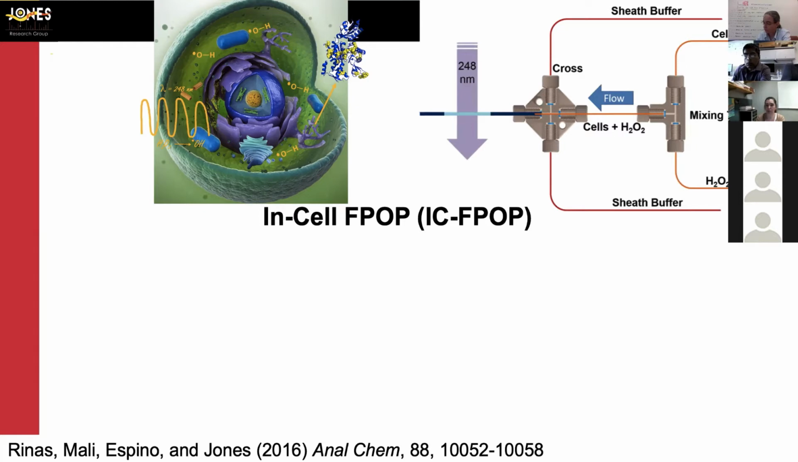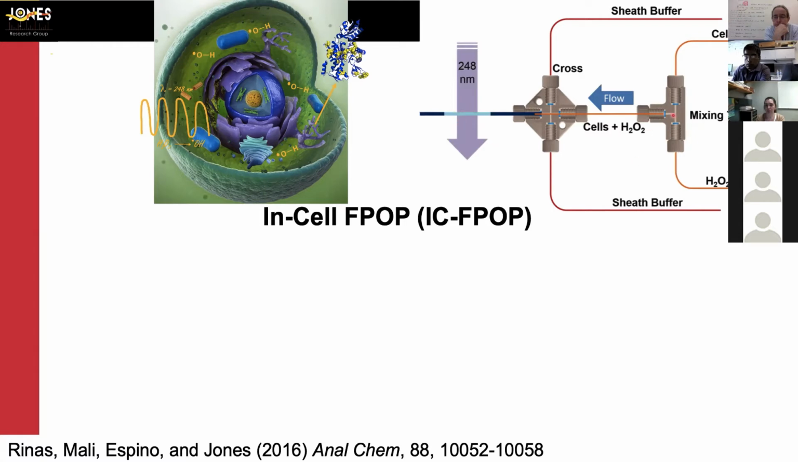So in the first stage, the cells and H2O2 mix in this mixing tee. This was important because our cells have endogenous catalase. So if we put the cells and the H2O2 together in a syringe, by the time they reach the laser, all of the H2O2 would have been broken down, or the majority of it.